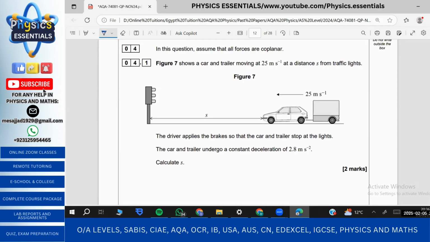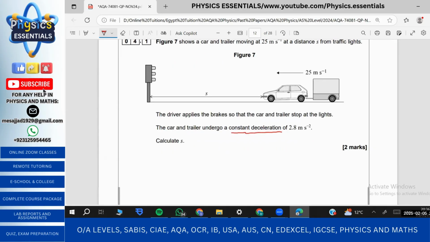In this question, assume that all forces are coplanar. I mean, those forces which are acting in one plane, for example, in the XY plane, not going into the Z plane. So figure 7 shows a car that is traveling at 25 meters per second at a distance s from the traffic lights. The driver applies the brake so that the car and trailer stop at the lights. The car and trailer undergo constant deceleration. Remember the word constant. So when you have a word like constant, it means you can use SUVAT, right? Which means equations of motion, right?